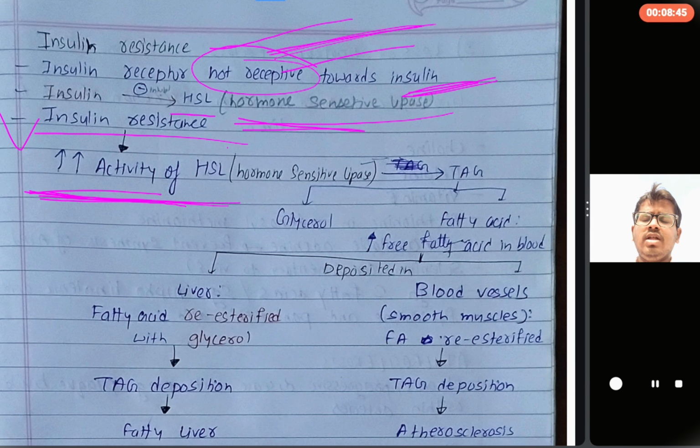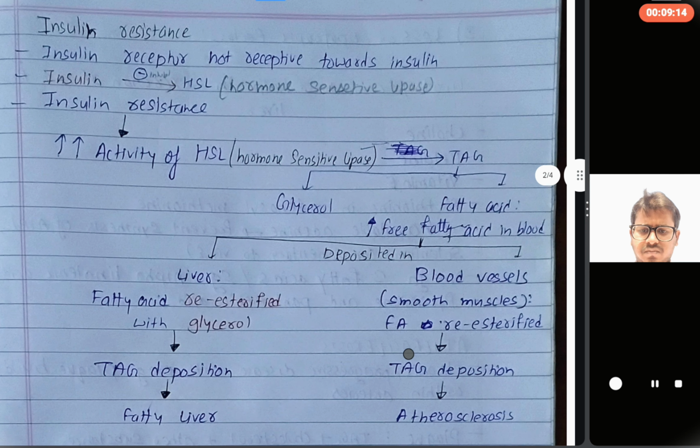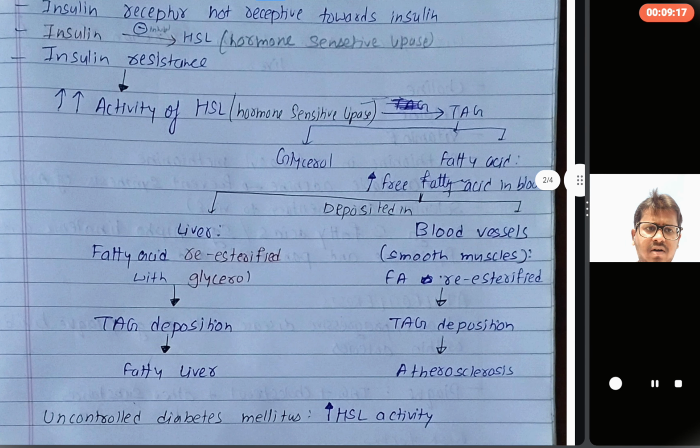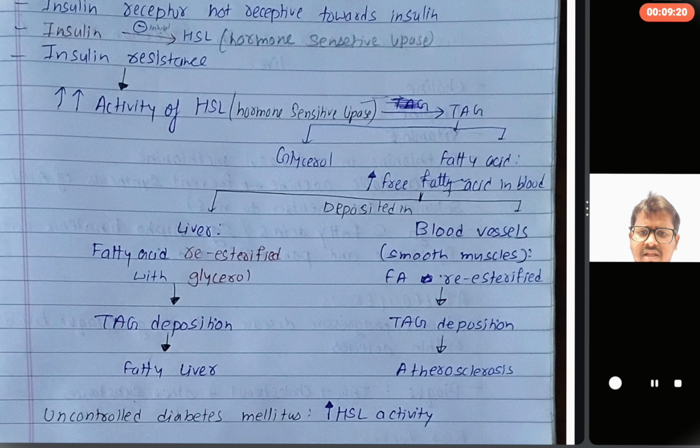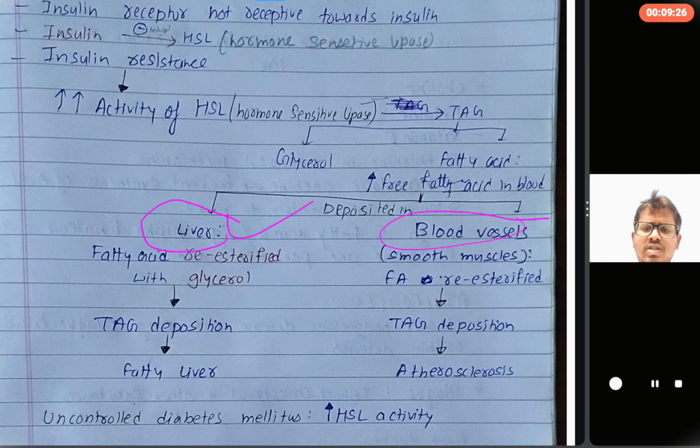With increased activity of hormone sensitive lipase, triacylglycerol breaks into glycerol and fatty acid. So there is free fatty acid in blood. Now we are talking about deposition; there are two cases: deposition in liver and deposition in blood vessels. First of all, we talk about liver.